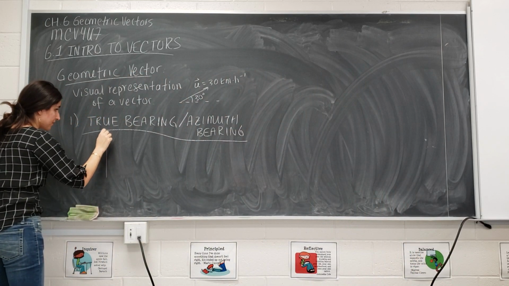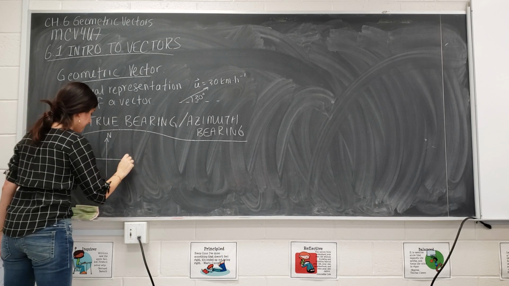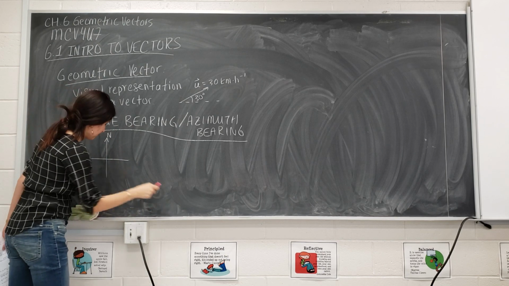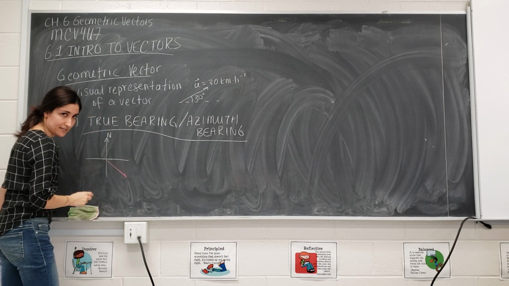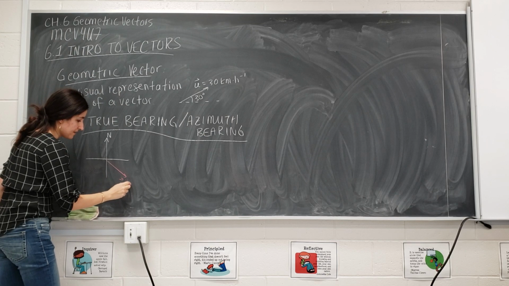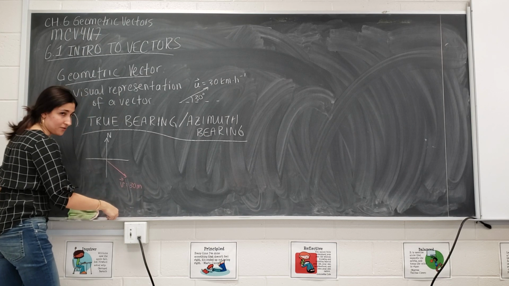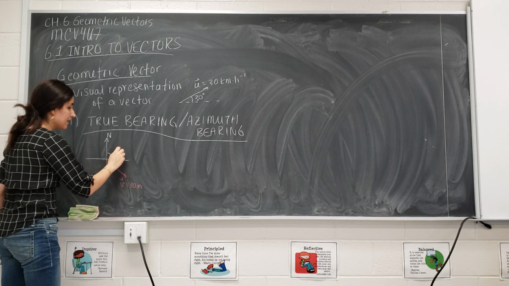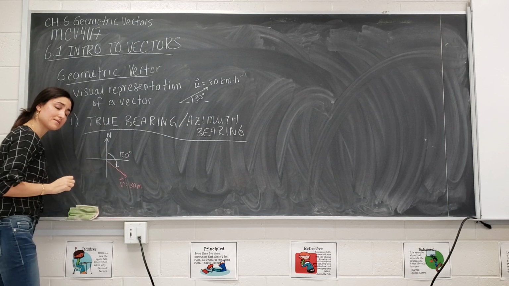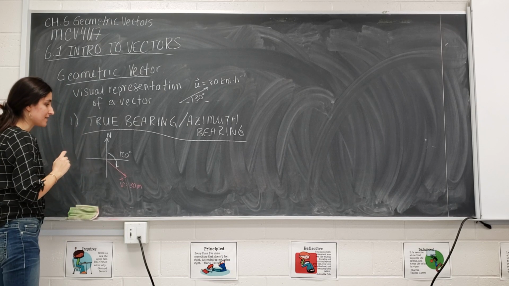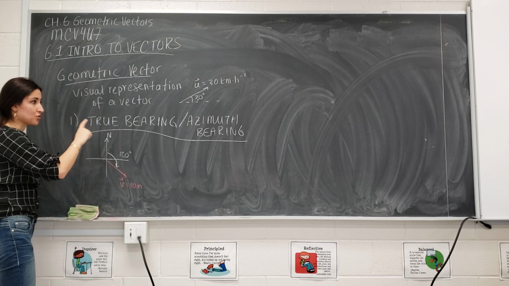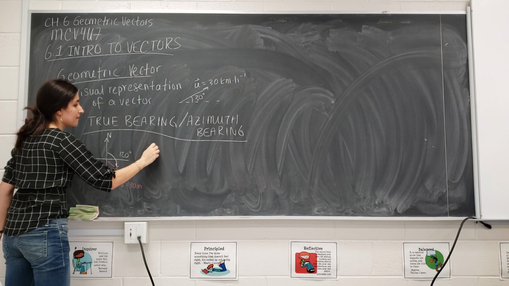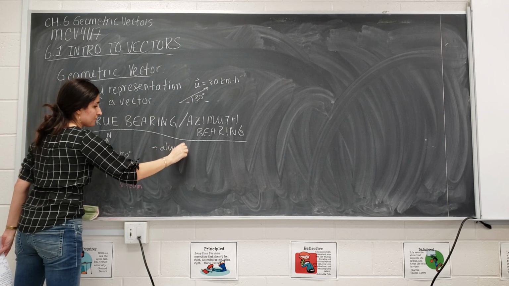So if I have north at the top here, and I have, let's say, a vector like this. Let's call this vector v, and it's 30 meters. Well, let's see, what would that angle be? That angle might be something like 120 degrees. Okay, now, a couple of things to keep in mind. The angle for true bearing. First things first, it's always measured from the north.